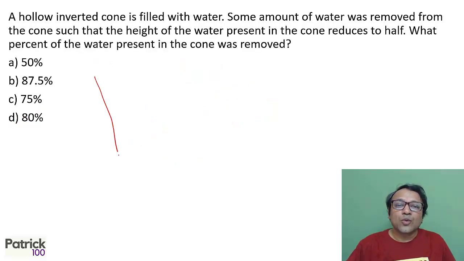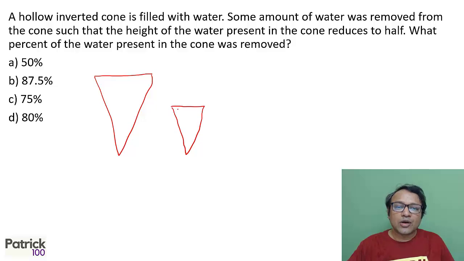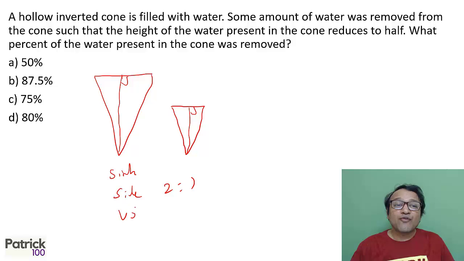Hollow inverted cone. And some water is removed and it becomes half the amount of water. This is the amount of water, half. The similar cones. So if two figures are similar, if the ratio of the sides, that is height, in this case the ratio of heights is 2:1, the altitude is 2:1.